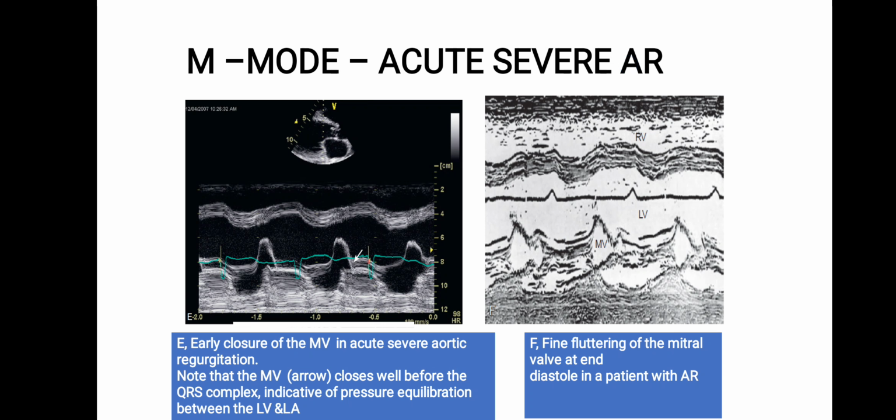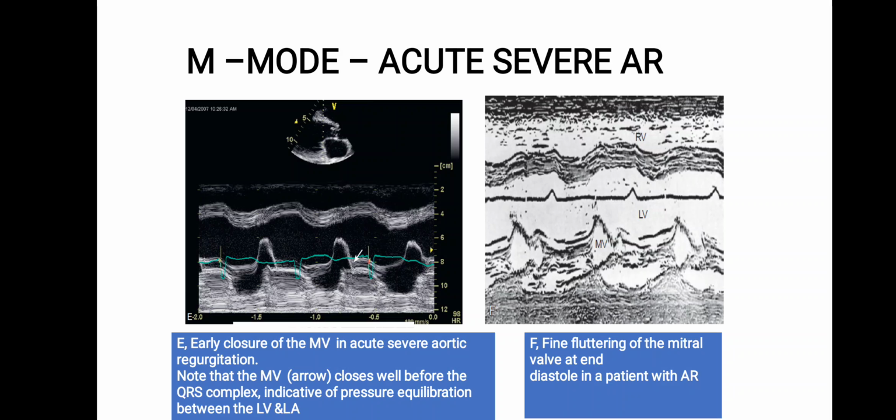M-mode in acute severe AR: early closure of the mitral valve. Note that the mitral valve, the white arrow, closes well before the QRS complex. Look, this is the mitral valve. It is closing well before the QRS complex, indicating pressure equilibration between the LV and LA.